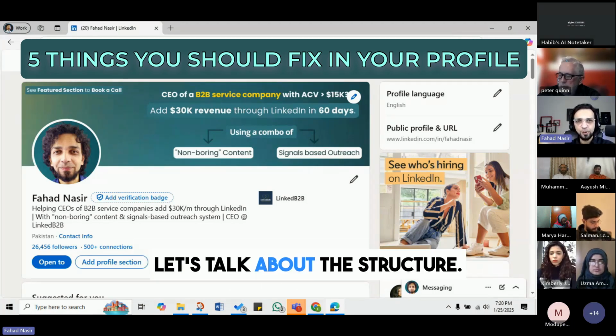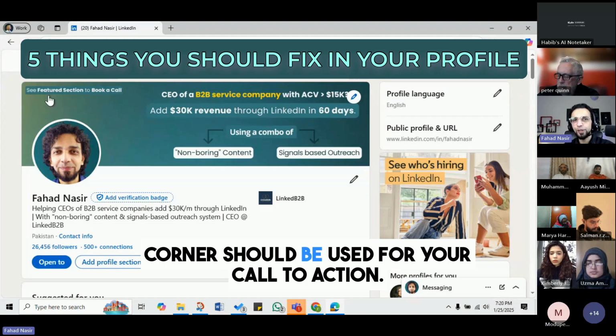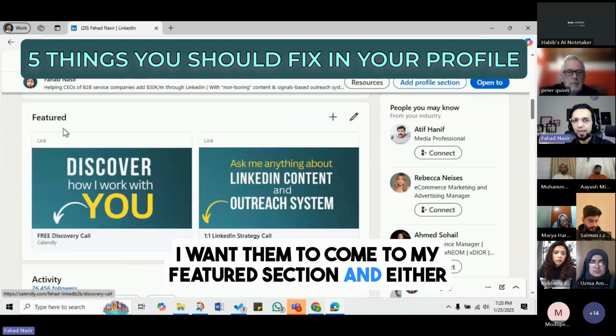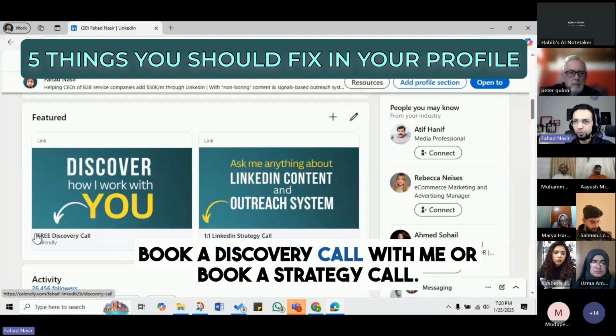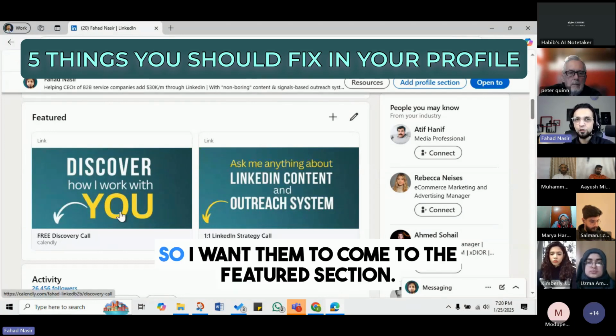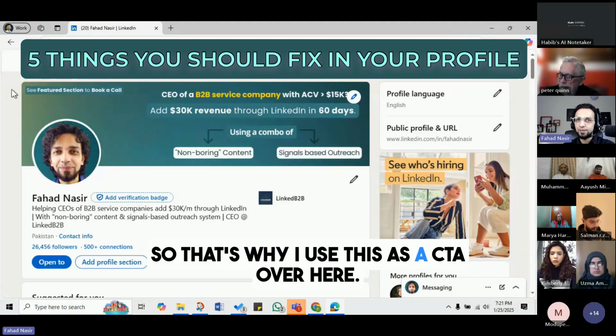All right, so let's talk about the structure. The easiest part of this is this left top corner should be used for your call to action. I want them to come to my featured section and either book a discovery call with me, which is a free 15 minutes call, or book a strategy call, which is a paid call. So I want them to come to the featured section. That's why I use this as a CTA over here.